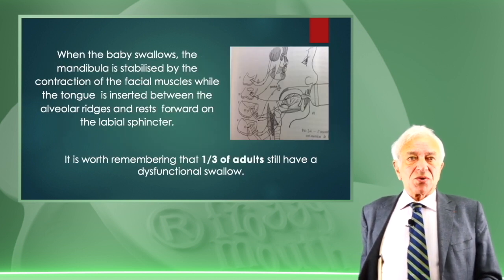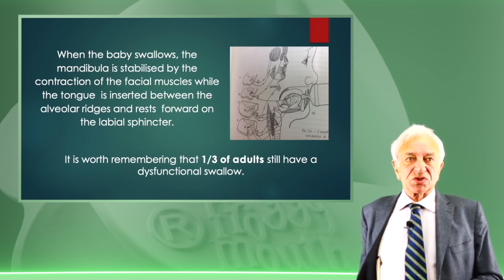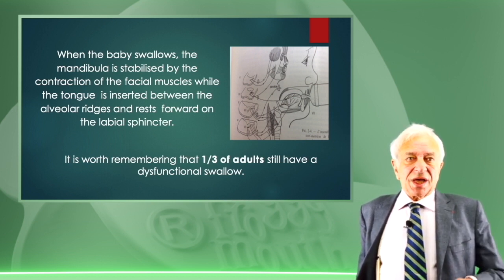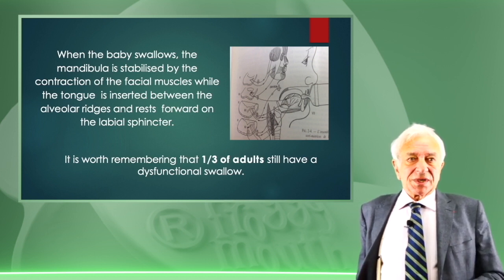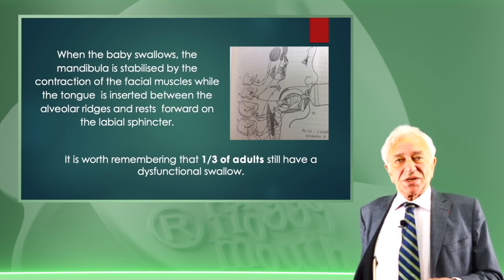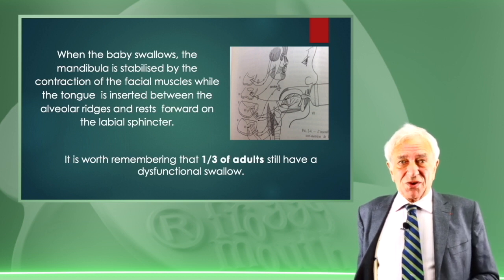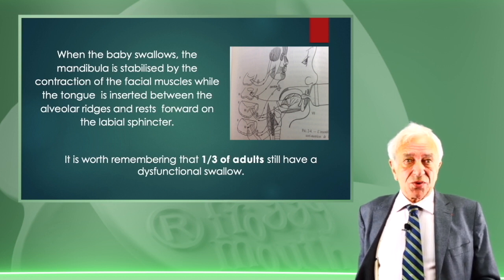When the baby swallows, the mandible is stabilized by the contraction of the facial muscles, while the tongue is inserted between the alveolar ridges and rests forward on the labial sphincter. And we must not forget, because we are speaking about baby swallowing, that 33% of adults still have a dysfunctional swallow.